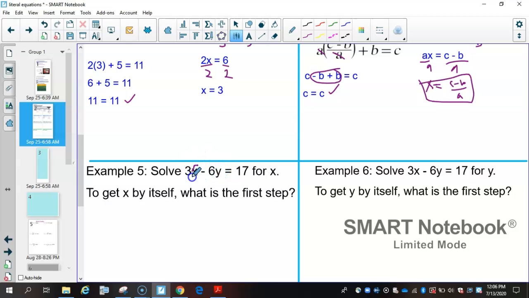Well, it's not asking, do you circle it? It's not talking about that. It's saying, what actually do you do to start getting x by itself? So think about this for a second. Pause the video and think, what would you need to do to get x by itself? What would be the first thing?